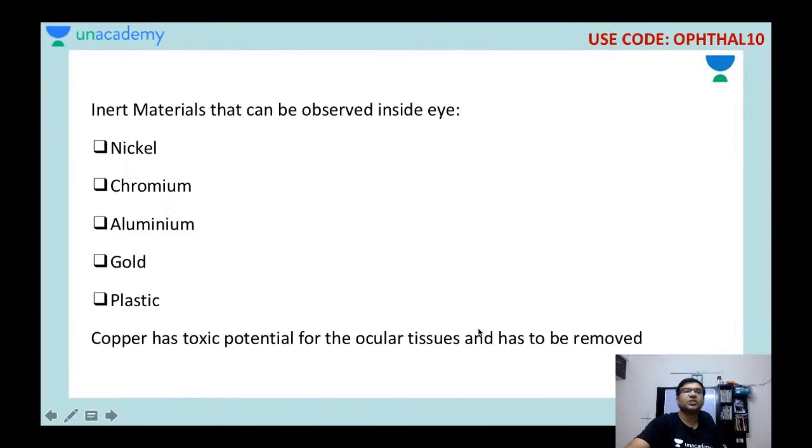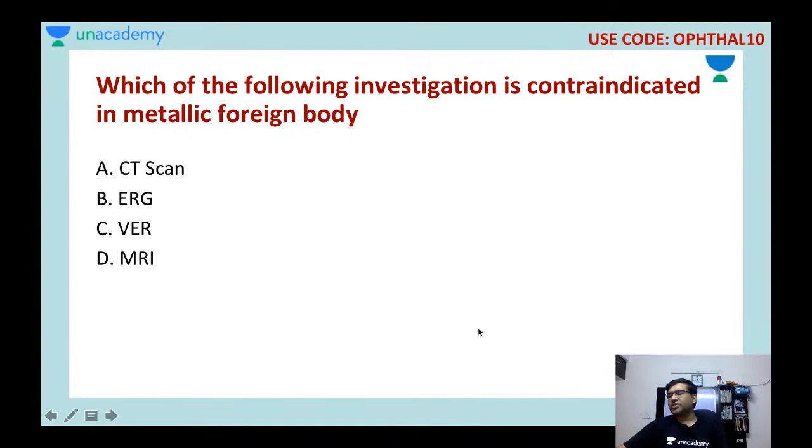Let's move to our next question. So the next question is, which of the following investigations is contraindicated in metallic foreign body? Your options are CT scan, ERG, VR or MRI.